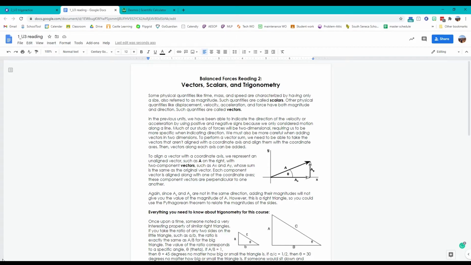Welcome back, physicists, and today I want to briefly go over this reading about vectors, scalars, and trig, and then show you some of the trig practice problems and using calculators to solve.